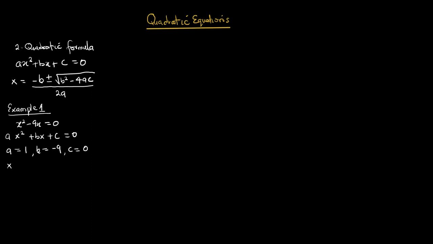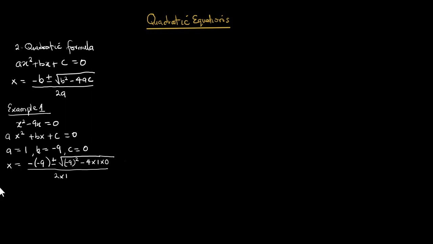So we're looking for x. x is going to be minus b plus or minus the square root of b squared minus 4 times a times c, divided by 2a. Minus b is going to be minus minus 9. B squared is minus 9 all squared, minus 4 times a, which is 1, times c, which is 0. Interesting. Divided by 2 times a, which is 1.